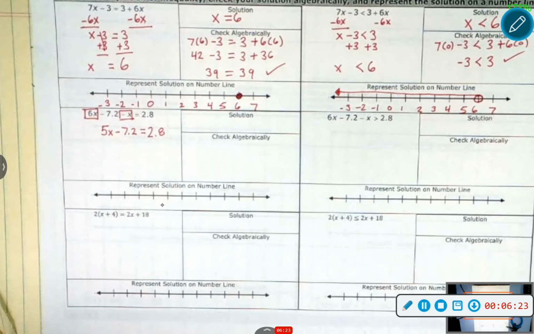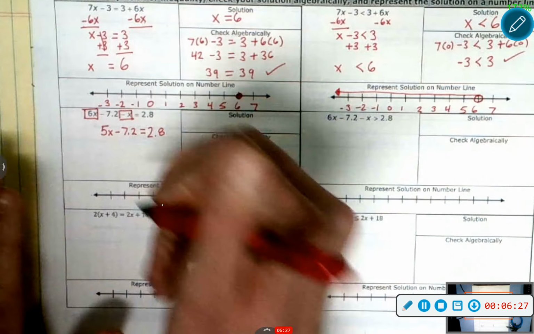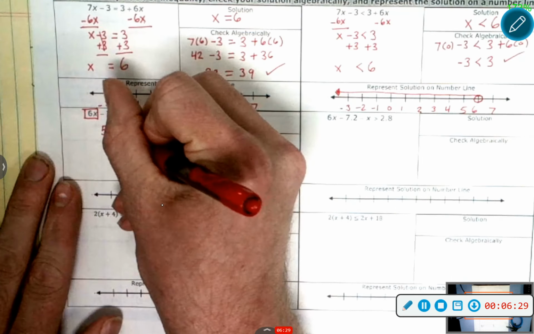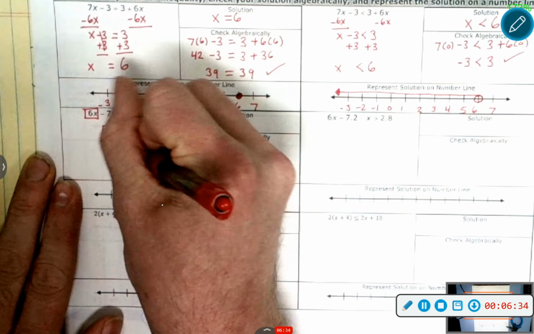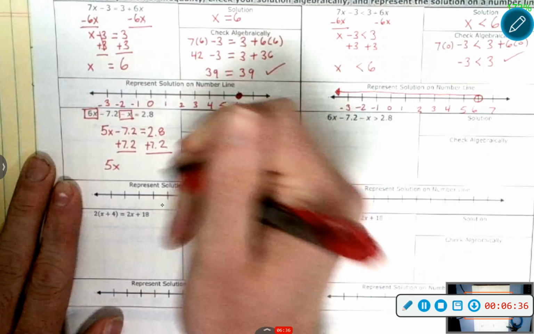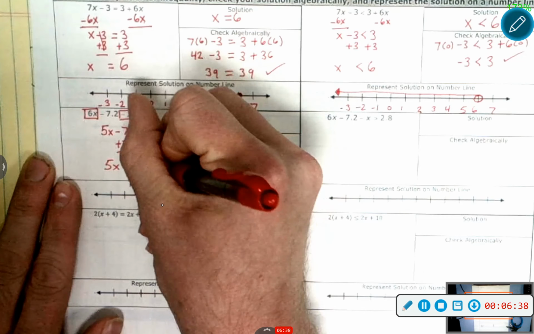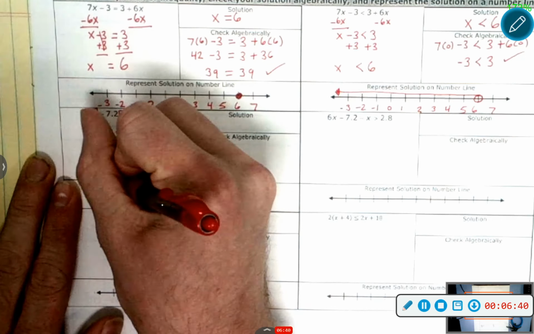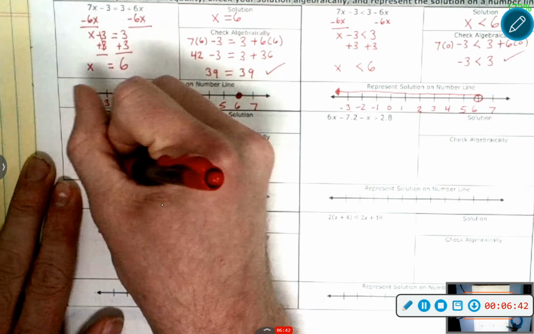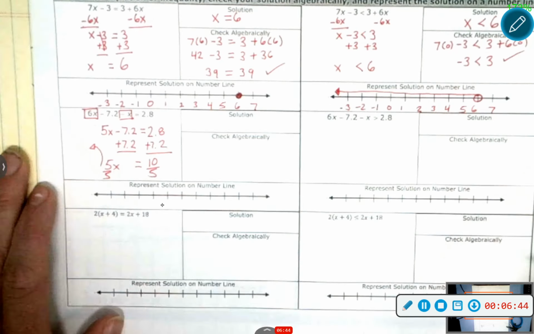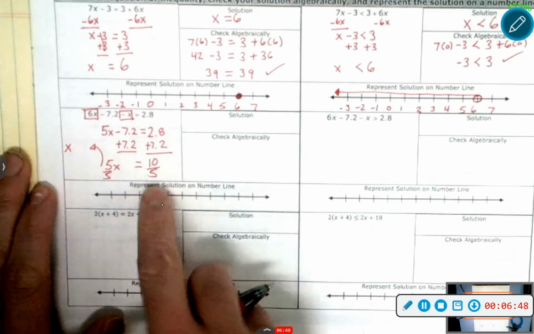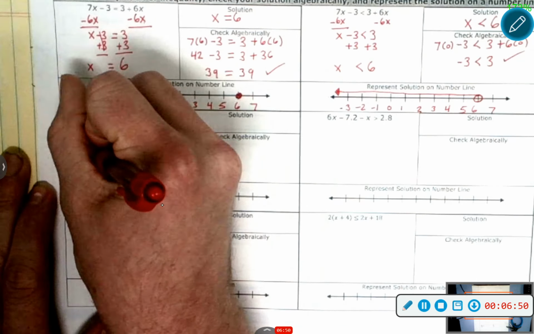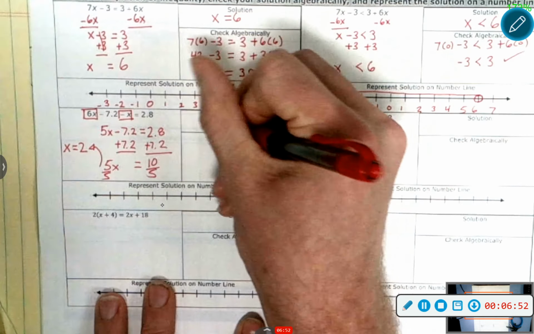I need to isolate my variable by adding 7.2 on both sides. I'm going to add 7.2, and that's going to get 5x all by itself. So I get 5x equals 10. I cancel the coefficient, and I'm out of room. But the 5 is going to cancel with 5, and I get x, and 10 divided by 5 is 2. So my solution is x equals 2.